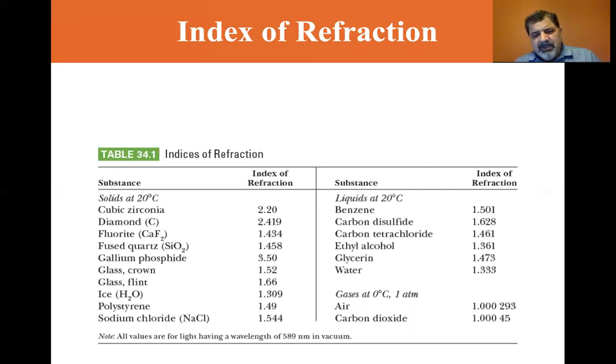I'm not sure what color that is. 700 is red, 400 is kind of an indigo. So 589 is probably like a green, somewhere around there. You can check me on that.